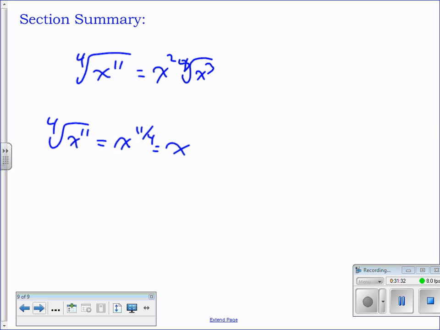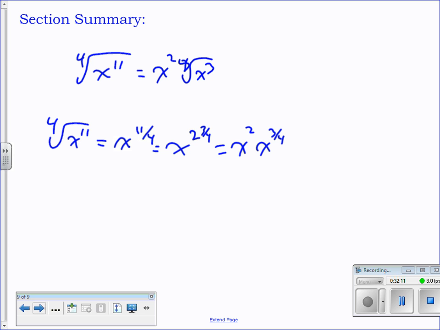2 3/4. Now 2 3/4, even when you say 2 and 3/4, that's addition, right? So this can be rewritten, bear with me, following the rules of exponents, as x squared times x to the 3/4 power. Right? Because what do you do? You add exponents. So x to the 2nd power times x to the 3/4 power is x to the 2 3/4 power, right?